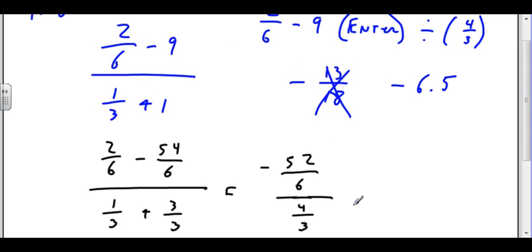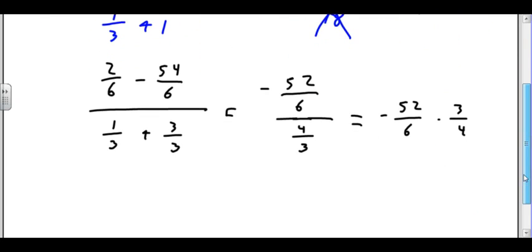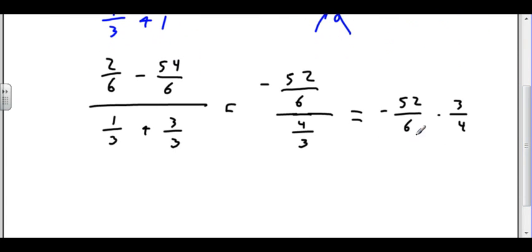All right, and then we'll invert and multiply. Minus 52 over 6 times 3 over 4. All right, so now I got 3 going into there twice, 3 going into there once. Does 4 go into 52? Yes, it does. So 4 goes into 52 13 times. Really? Then I got minus 13 over 2. All right, that's good, because minus 13 over 2, that is minus 6.5.